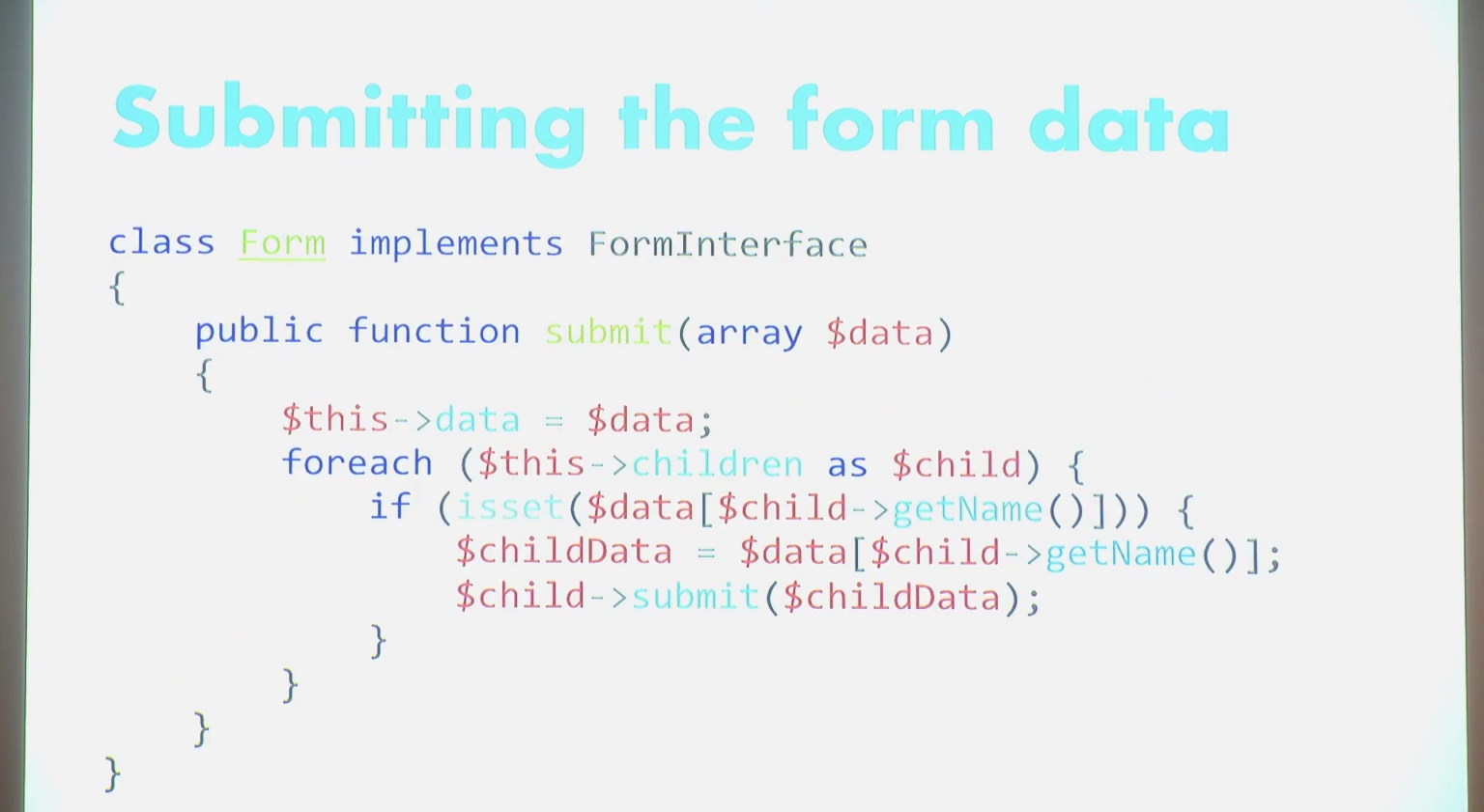So as you can see, the implementation of the composite is quite simple. We just iterate over the children, and for each child we recursively call the submit method, and we pass it only the data that corresponds to this particular field. And then the submit method will do this until reaching the leaves of the form. And that's it. It's just about 5-6 lines of code to navigate this tree structure.